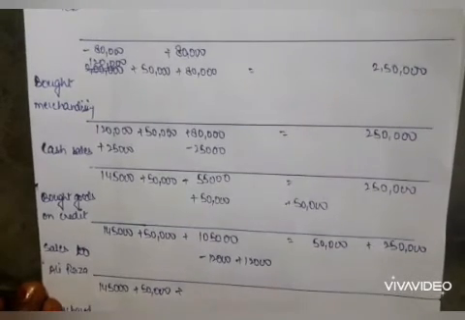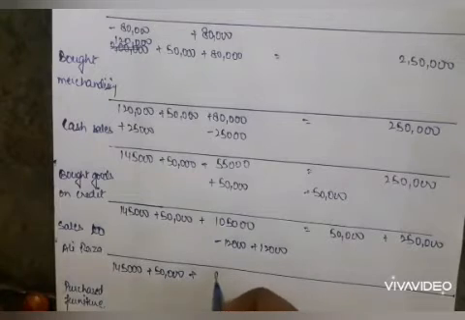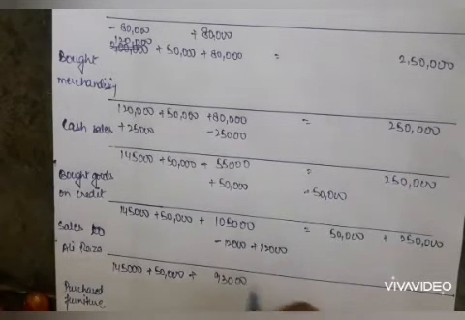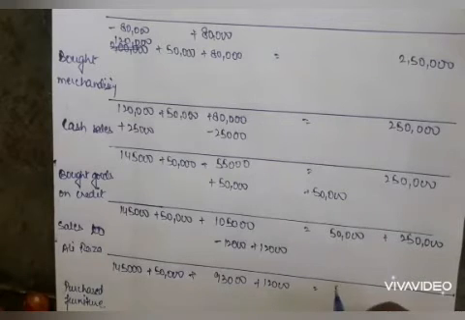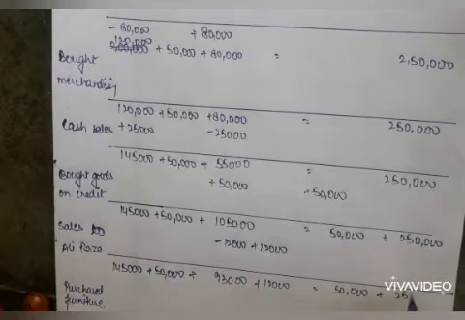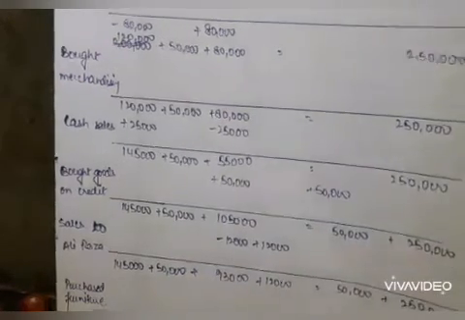It would be 93,000 plus 12,000, and here it would be 50,000 plus 2,50,000. So again, if you see, our equation is balanced, both the sides the total is the same.